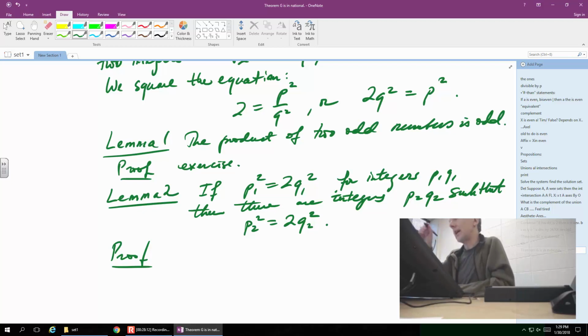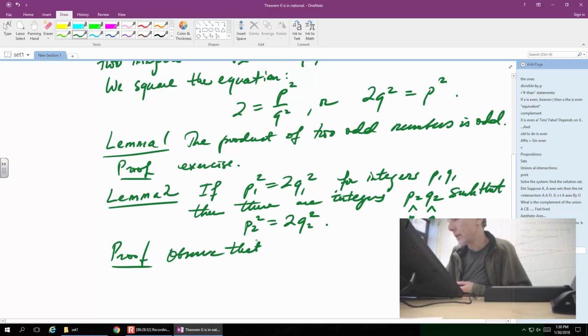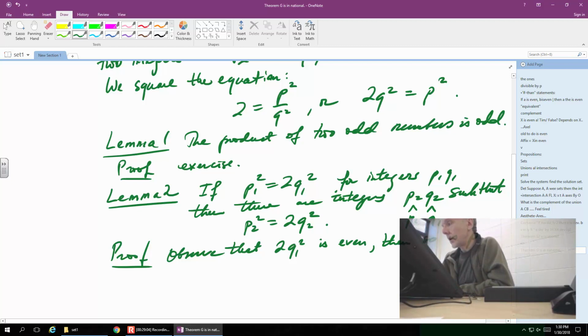Yeah, I forgot that's part of the statement of the theorem. So that you've got p2 less than p1, q2 less than q1. So remember how we do it. Odd even once again, right? Well, you always use some words every time. You don't jump to equations right away. You say, observe, for example, observe that 2q1 squared is even. Okay, then so is p1 squared. It's the same number.